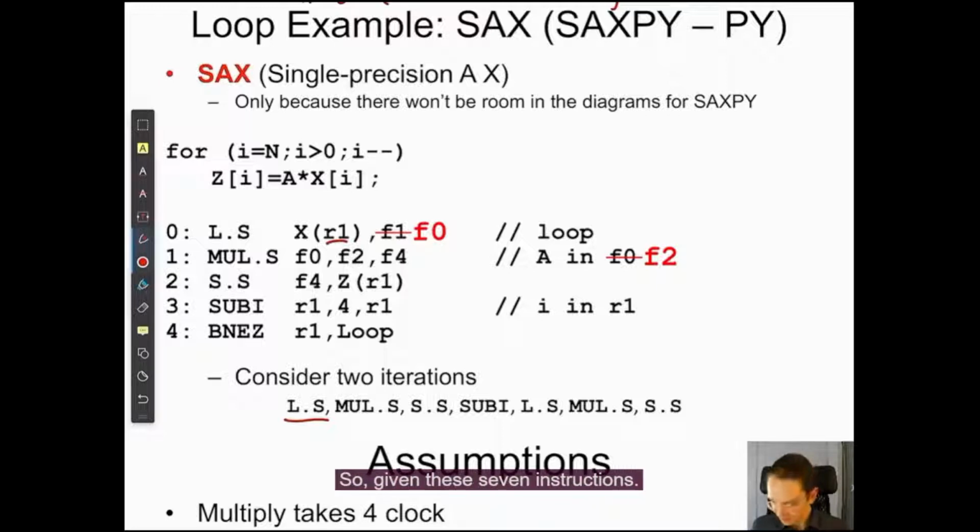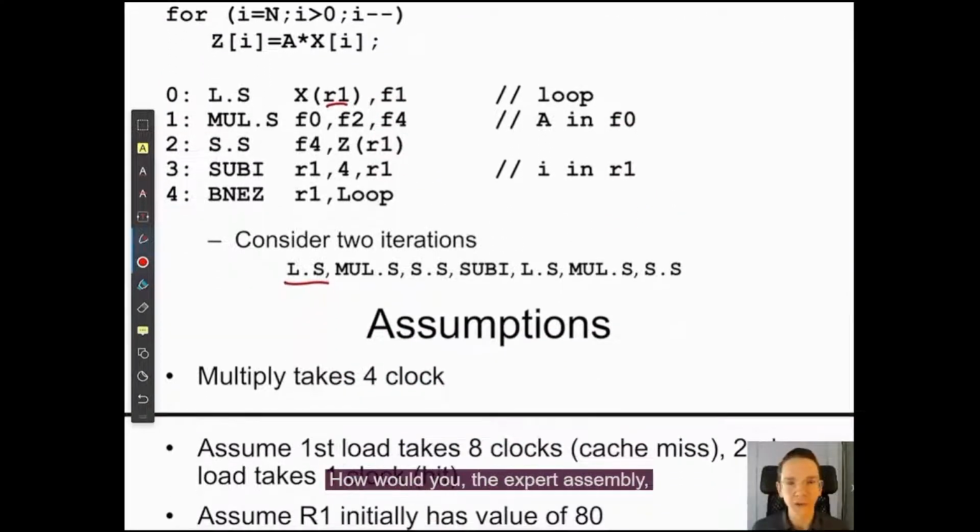So given these 7 instructions, how would you, the expert assembly programming hacker, reorder these instructions to respect the RAW hazards, but improve performance, reduce the number of stall penalties in an in-order execute pipeline? So I want you to think about that for just a couple seconds and pause here.